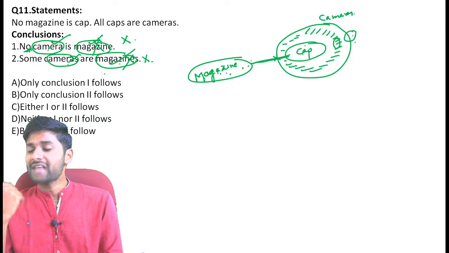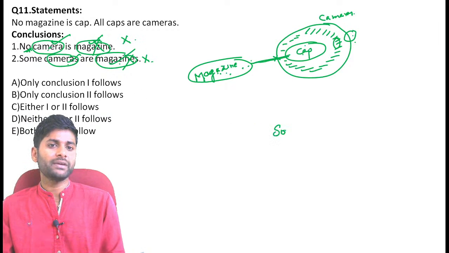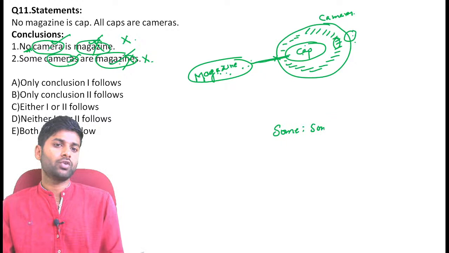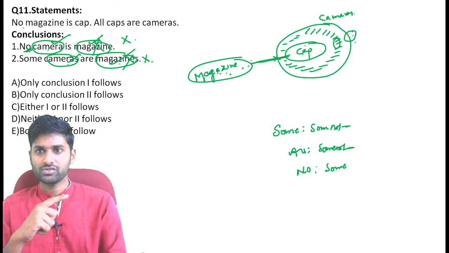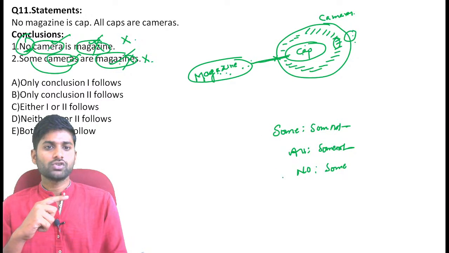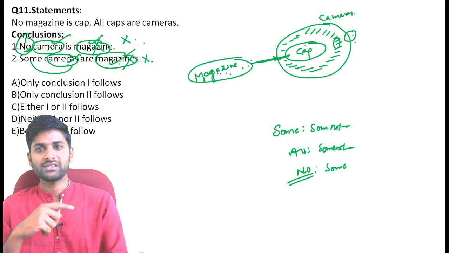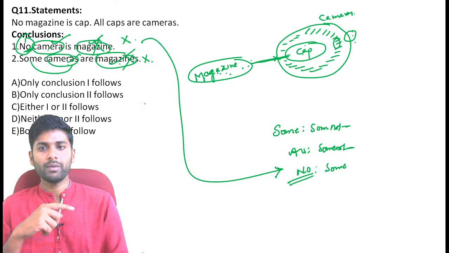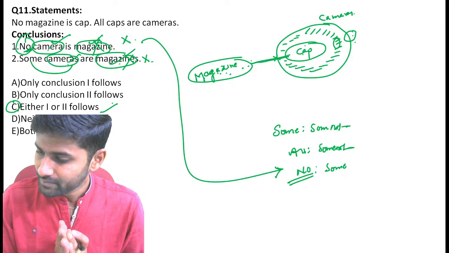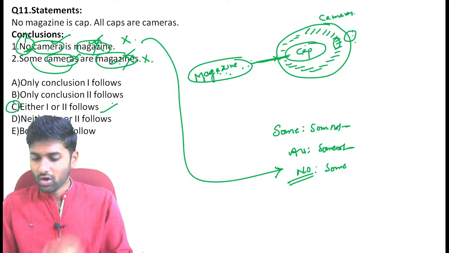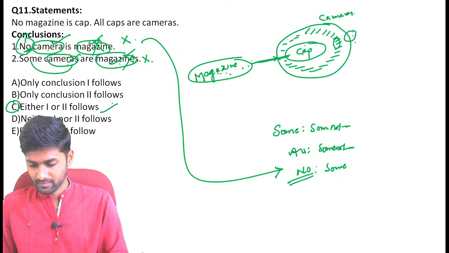Now, what if you satisfy the complementary pair? What are the complementary pairs? Some, some not is one of the complementary pairs. All, some not is the other complementary pair. No, some. Out of these three, if you satisfy any of the complementary pairs, now see here no, here some. So some, no, we have a complementary pair. We can satisfy the complementary pair. Now you can choose your option as either or. Either or is the perfect answer, guys.